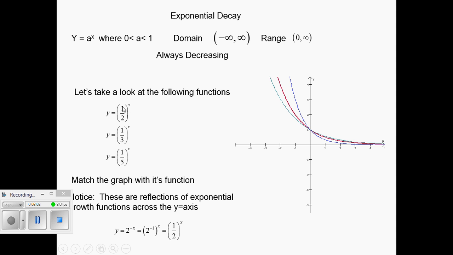So we're going to find that when our bases are values between 0 and 1, we're going to have this decay rate. As x increases, the function is going to be decreasing, which is contrary to what we saw with the exponential growth equations. Okay, so we're going to put us on hold here for a minute.